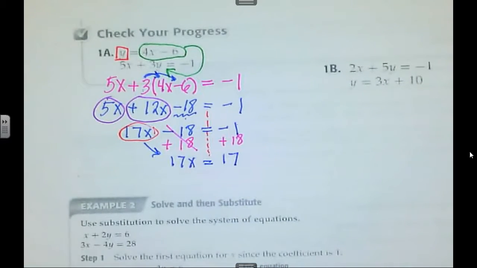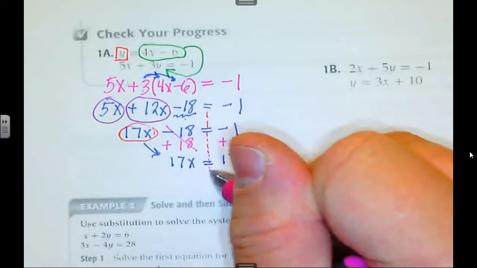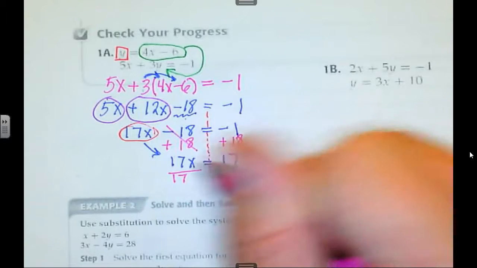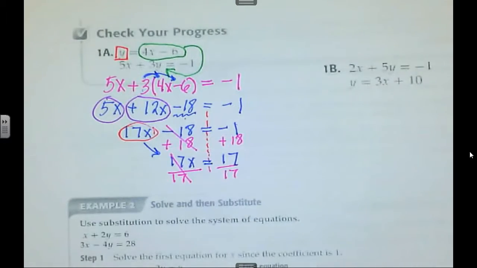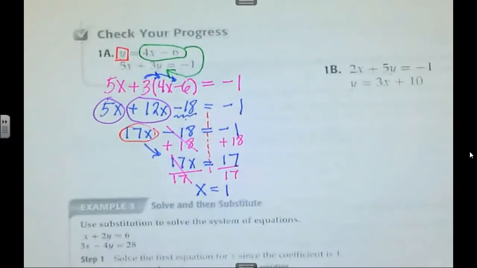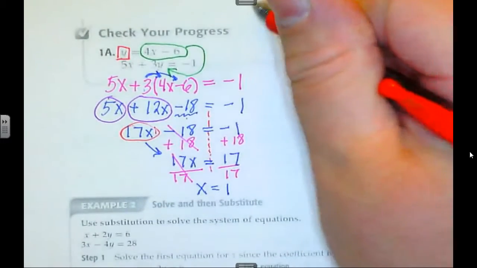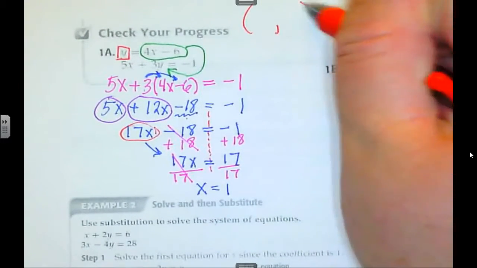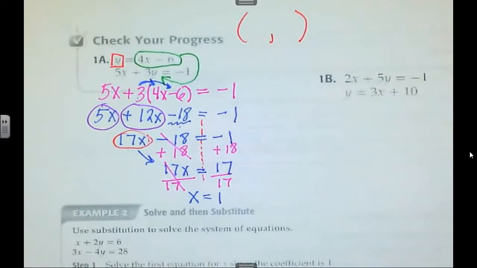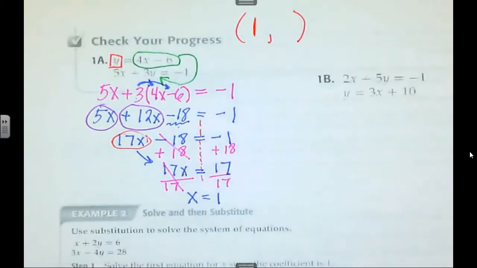Now I have to divide by the coefficient 17. And what does my x equal? Good. I have x. Remember, most likely I'm going to try and find a point. So my x equals 1.